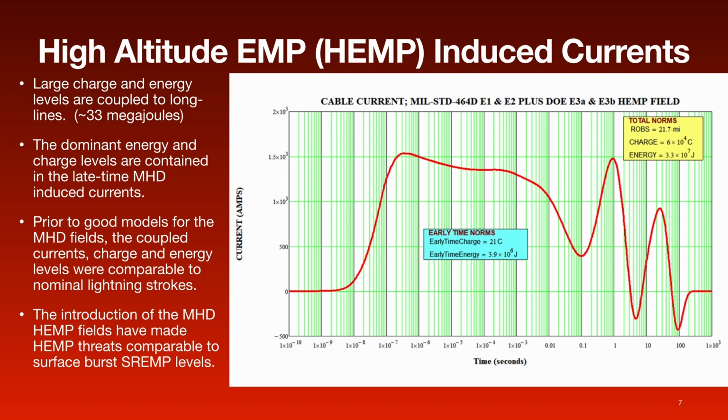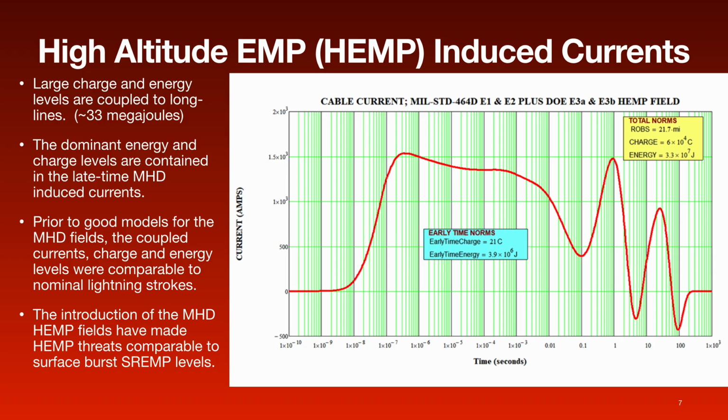The resulting long line currents induced on the buried cable contain a total charge transfer of about 60,000 coulombs and 33 megajoules of energy through a 1 ohm load. Note that the corresponding quantities in the early time portion of the cable current are only 21 coulombs and 3.9 megajoules. Therefore, most of the energy and charge transfer occur from the MHD-induced currents.